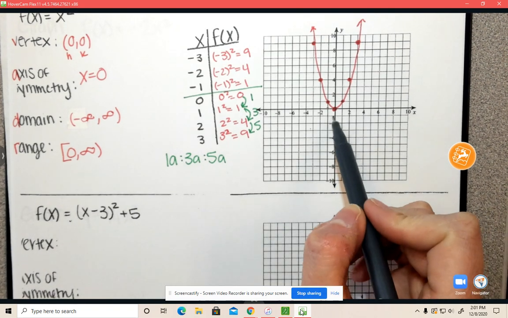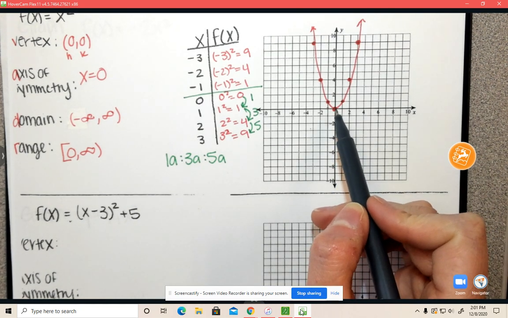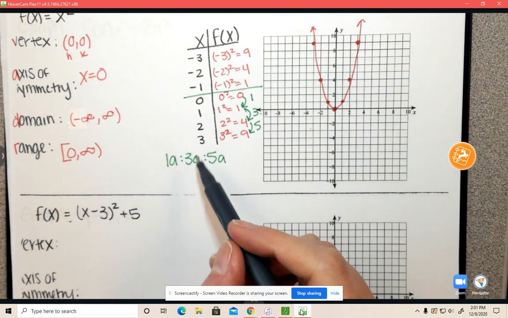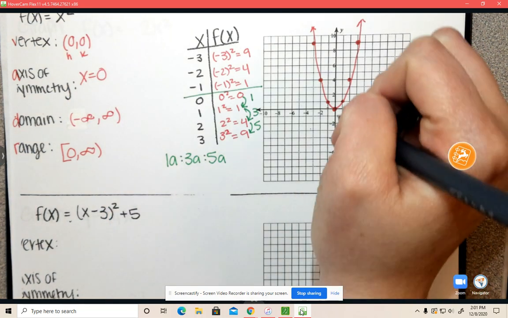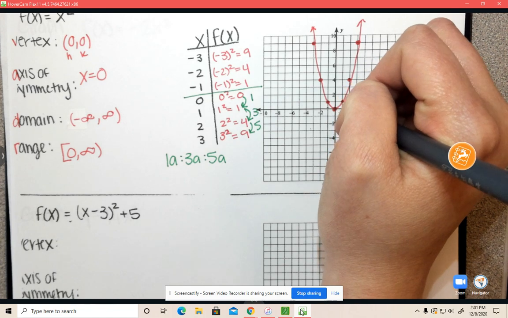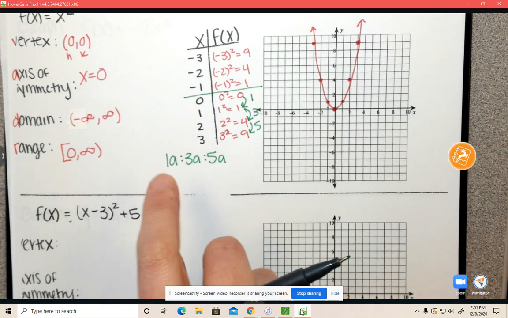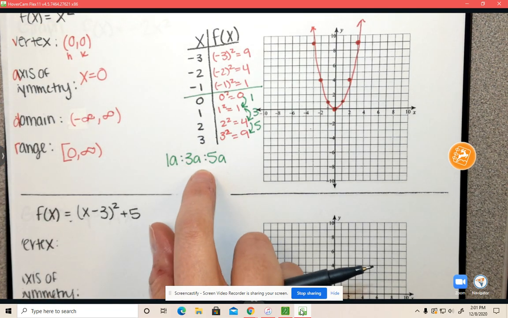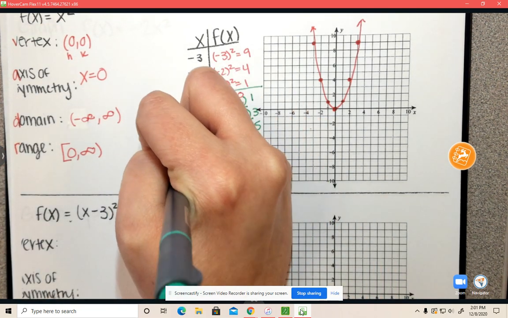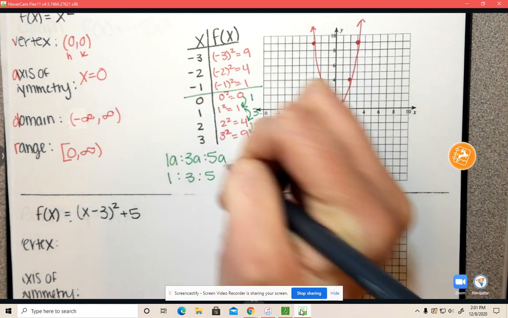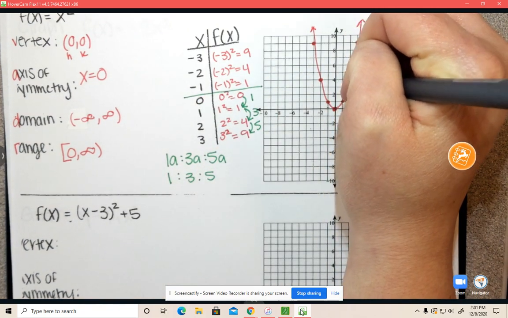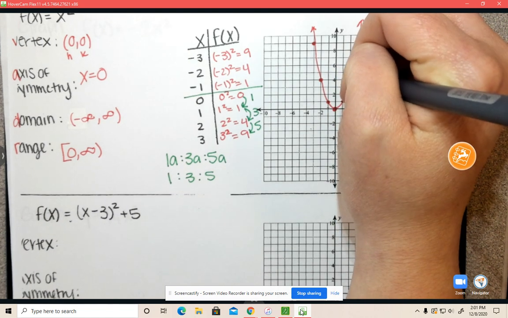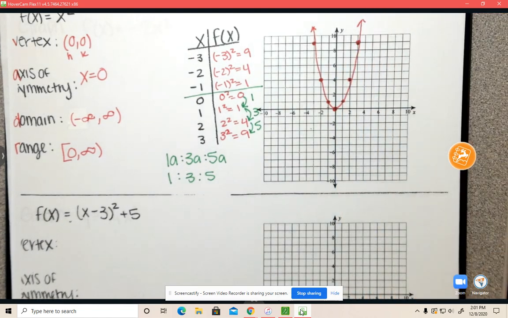So you start at your vertex. Our A on this one is just 1. That's what's understood up front. So 1 times 1 is 1. So that means we go over 1, up 1. Then we have 3. 3 times 1 is 3. So we'll change that to 1, 3, 5. So we'll go over 1, up 3. Then 5. From there, over 1, up 5.